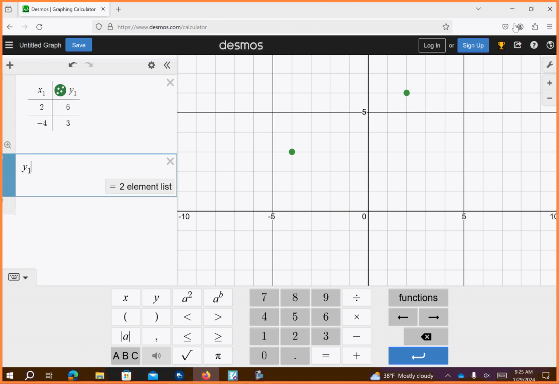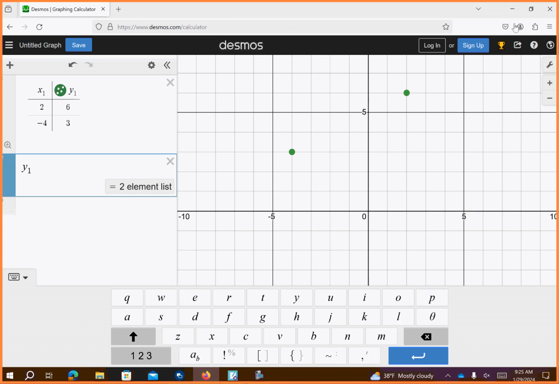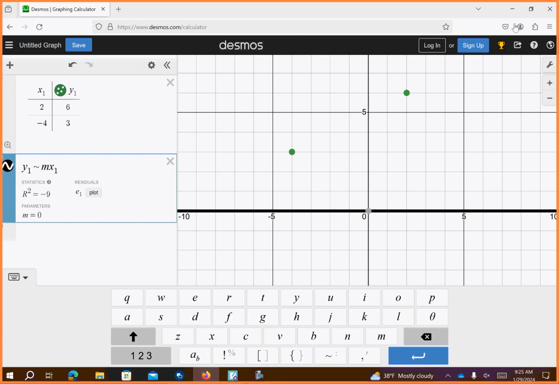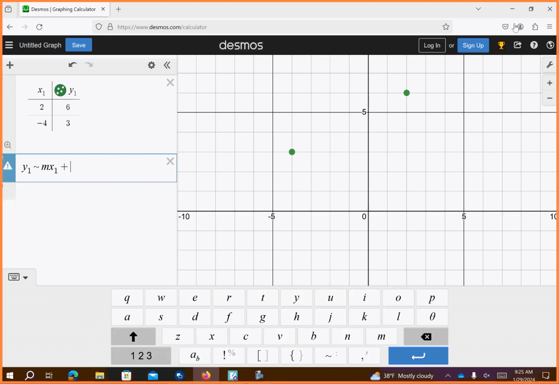And then we use the little tilde. Anyone find the tilde on their screen? I think it's under alpha, between the B and the N, below that. So that tilde, we don't want to use equals, because equals is the algebra portion of it. Tilde is the operating system for Desmos to say, I now know I have to find an equation. So I'm going to go mx1 and then plus b.